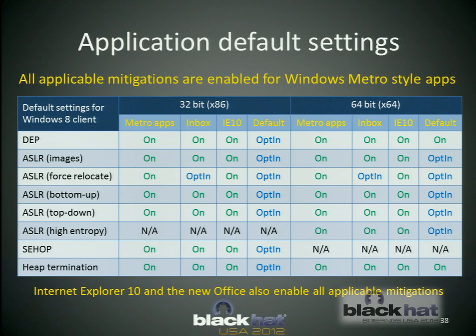Internet Explorer 10, when running on Windows 8, takes full advantage of the new mitigation features in Windows 8, as does the new version of Office. But by default, existing applications that run on Windows 8 will still need to explicitly opt in to some of these features. So DEP, ASLR, force relocate, all of these opt-in mitigation features are something that the application still has to explicitly elect to enable. And again, this is to retain application compatibility.